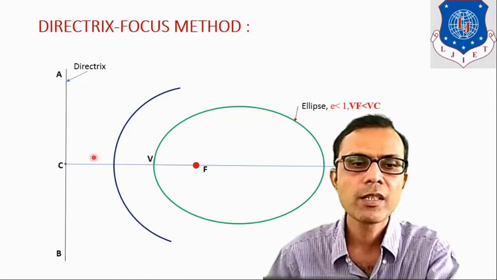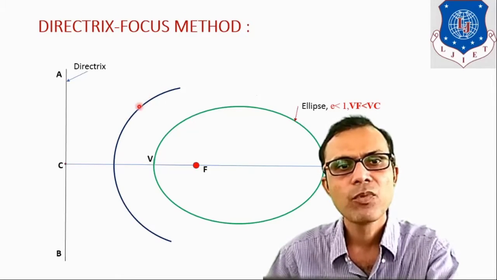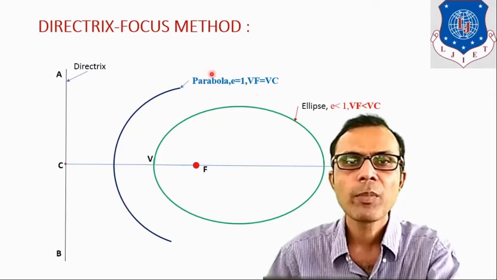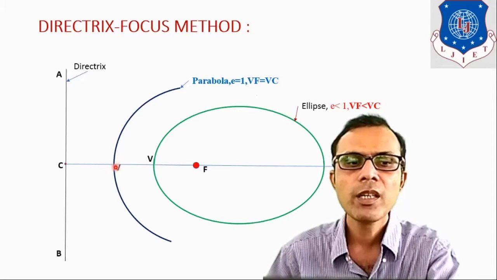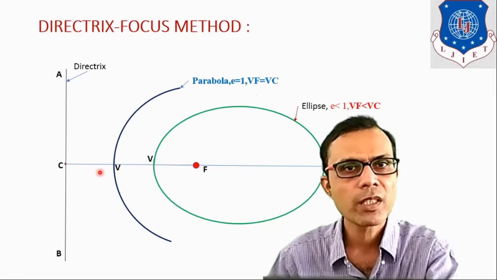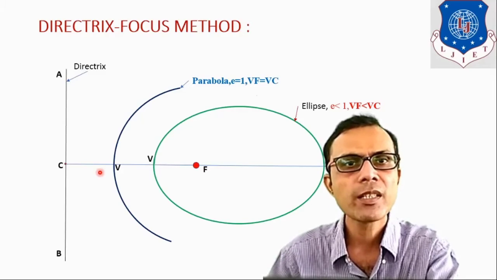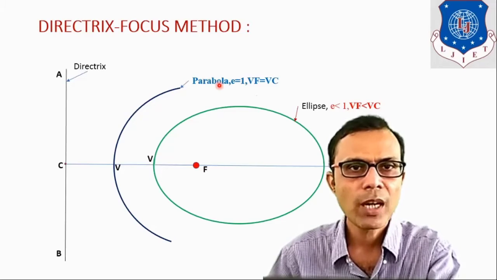Now let us consider another curve, that is the parabola. For the parabola, this point is the vertex point. Here this distance VF is equal to VC. So from the definition of eccentricity, the value of eccentricity will always be equal to 1 for the parabola.